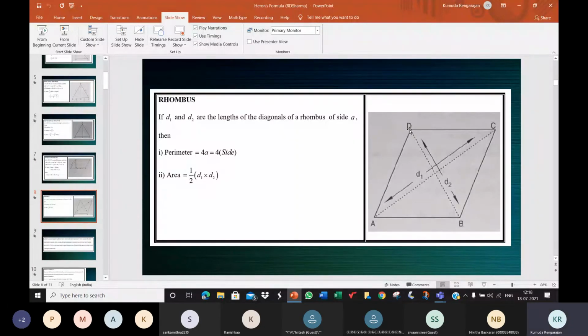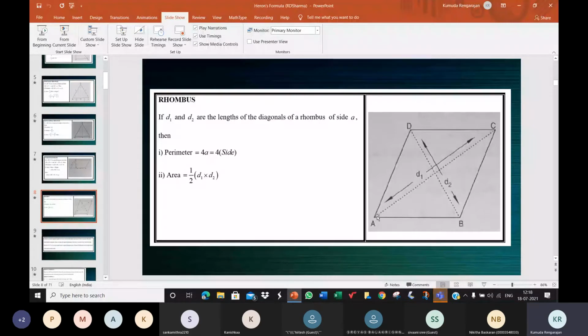But the length of the altitude from D will be the same as the length of the altitude from C. Both are the altitudes to the side AB. From D, what falls on AB is the altitude. From C, what falls on AB also produces the altitude. They'll be the same. So the area of the rhombus can be found using the formula base into height.